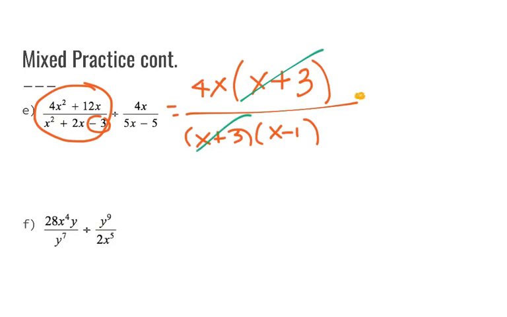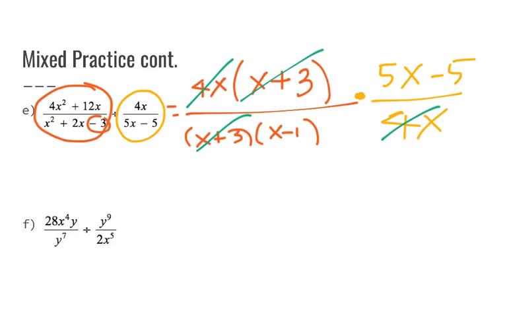Okay, so let's turn it into a multiplication problem, but I need to flip this fraction. So 5x minus 5 will go on the top, and the 4x will go on the bottom. Even before I do anything else, I'm seeing that this 4x and this 4x cancels, which is also awesome. But you should also notice that this can get factored further. I can take a 5 out of both of them. And if I do that, it would be x minus 1.